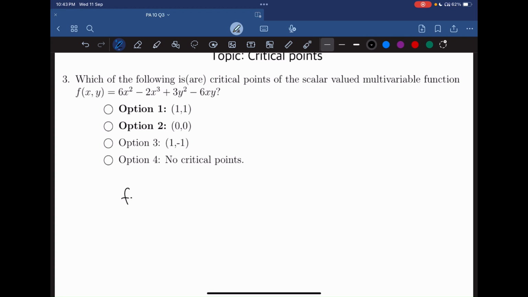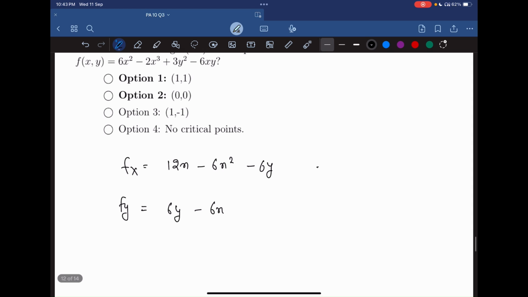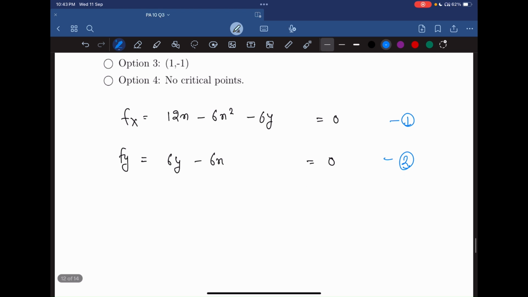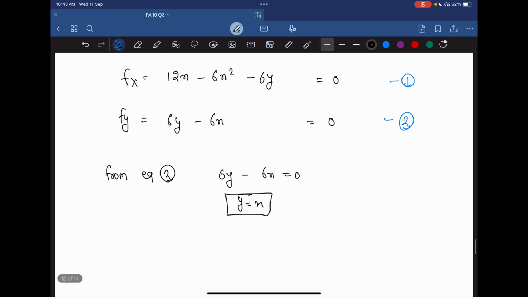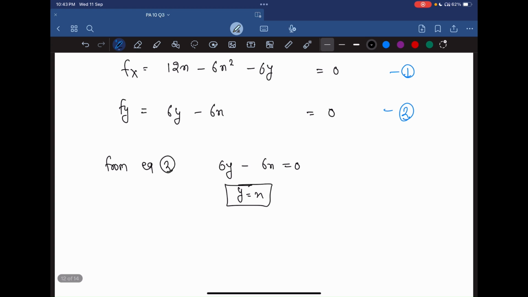So we can find the partial derivative with respect to x, 6x square minus 6y, and with respect to y it would be 6y minus 6x. And we can set them both to 0. Now this would be our equation 1, this would be equation 2. So from equation 2, that is 6y minus 6x equal to 0, we will get y equal to x. Now we can put this result in equation 1.